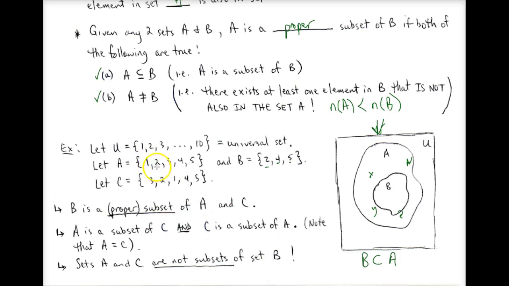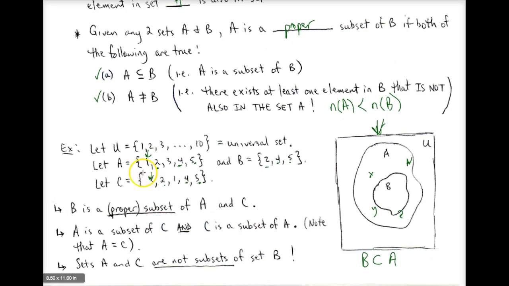And if you notice, A has 2, 4, and 5 in it, and C has 2, 4, and 5 in it. But you notice that 1 appears in A, but it doesn't appear in B. And of course, for C, 3 appears in C, but it doesn't appear in B. So that is why we say that B is a proper subset of both A and C.